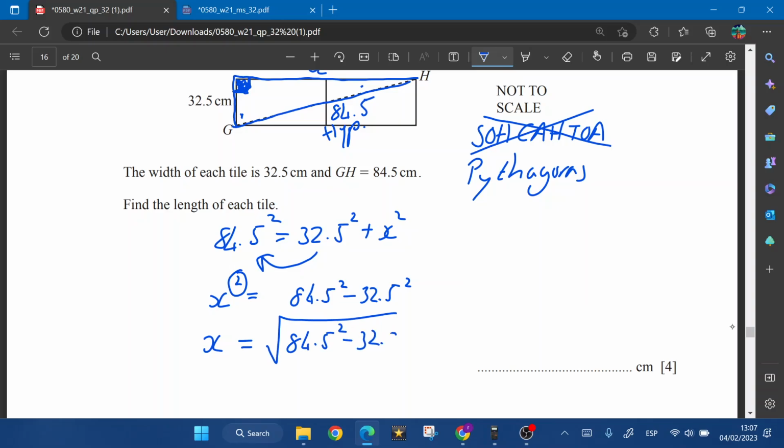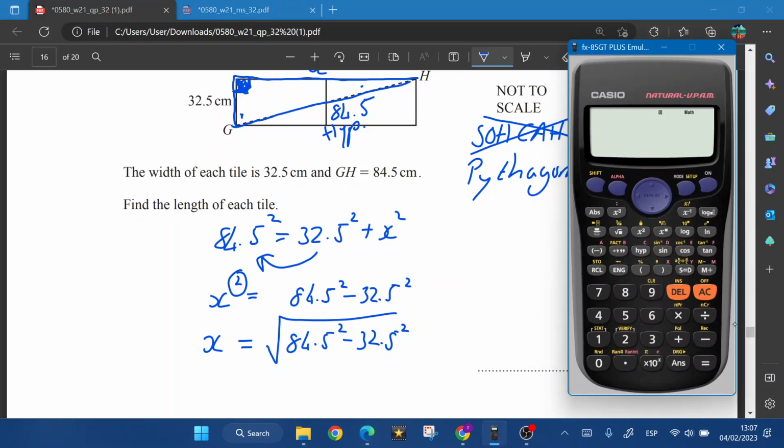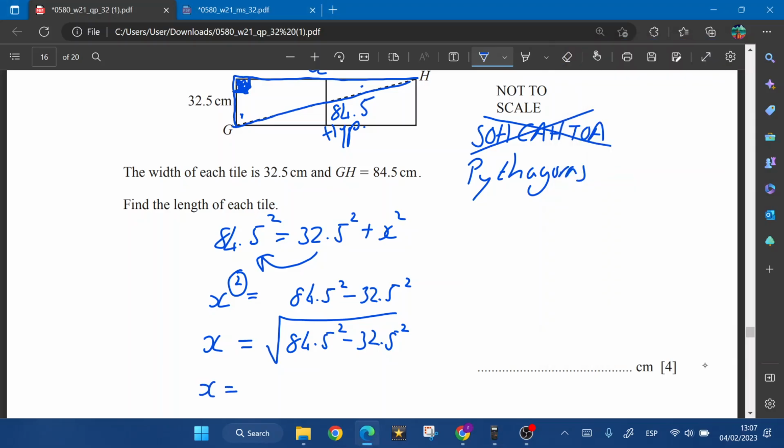Now this equation is correct. Square root gone, square gone, square root on the other side. So we can pluck out the calculator and put that in. 84.5 squared minus 32.5 squared. 78 it is. So x is 78.